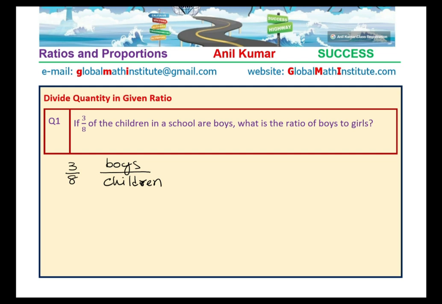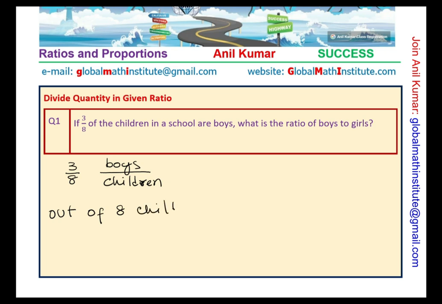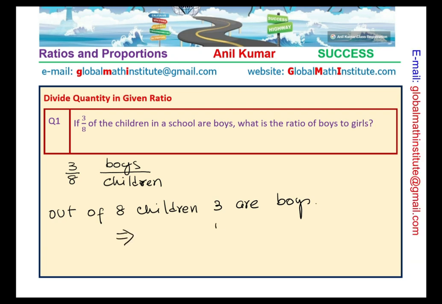Well, out of 8, 3 are boys. This means out of 8 children, 3 are boys. Remaining are girls, right? So that means 5 are girls.